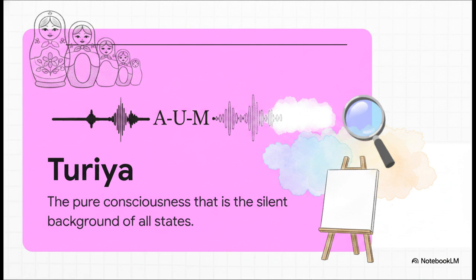In the source texts, this is known as Turiya, which literally translates to the fourth. But here's the kicker. Turiya isn't a fourth sound, and it's not really a fourth state like waking or sleeping either. Rather, it's the pure consciousness. It is the awareness itself that serves as the silent background for everything else. It's the blank canvas that the waking, dreaming, and sleeping states are all painted on.